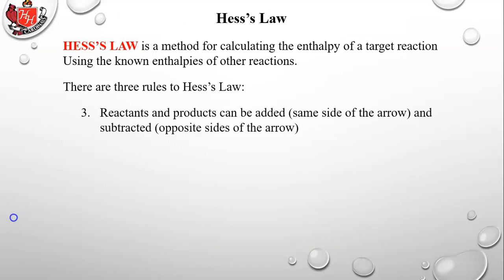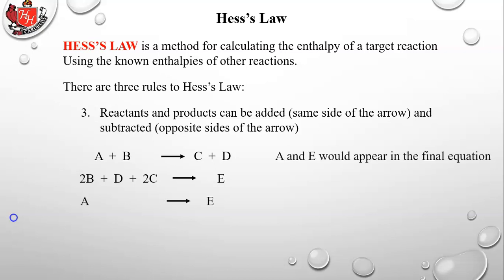Rule number 3, this is the one used at the end, is reactants and products can be added, that's on the same side of the arrow, and subtracted on opposite sides of the arrow. So let's take some fictitious reactants and products. Here we have A plus B produces product C plus D, and reactants 2B plus D plus 2C produces product E. So A and E only appear once, so they're going to appear in the final answer. The A is going to appear over on the left side of the arrow, and the E on the right side of the arrow.